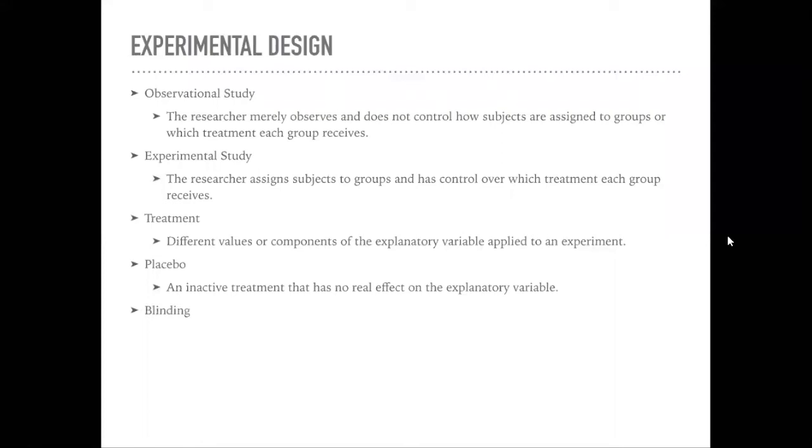Now, blinding is not telling participants which treatment they're receiving. And that's typically how studies are done. There's also such a thing as double blinding, and that's where the researcher that's interacting with people also does not know which treatment they're receiving. There's somebody else that knows which group each person's in, but the people that are interacting with them do not know.